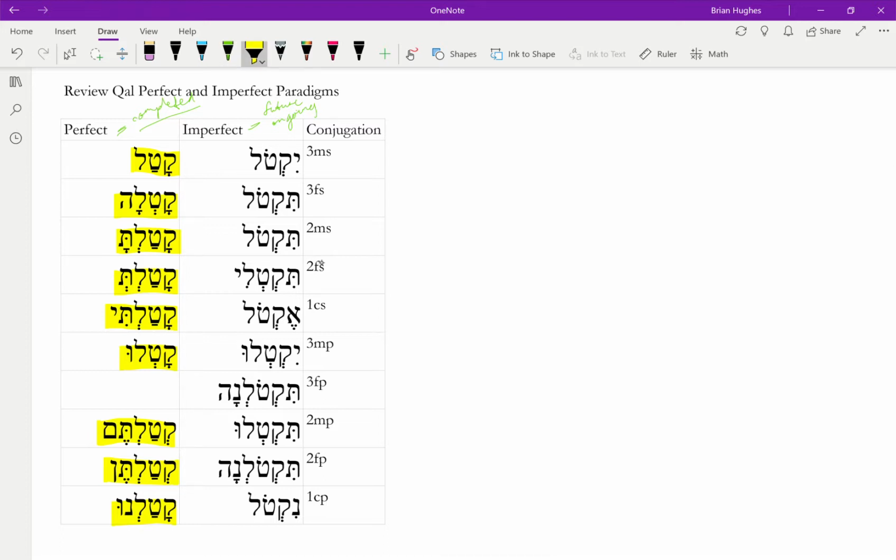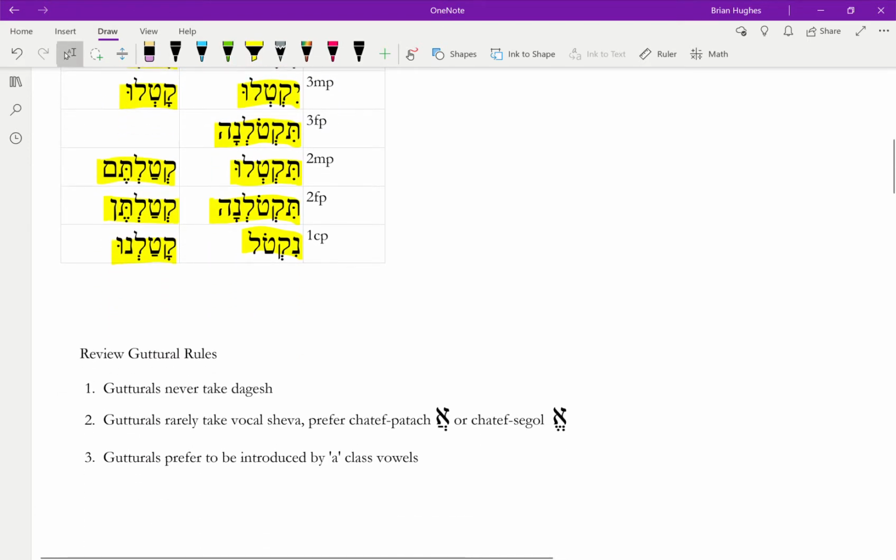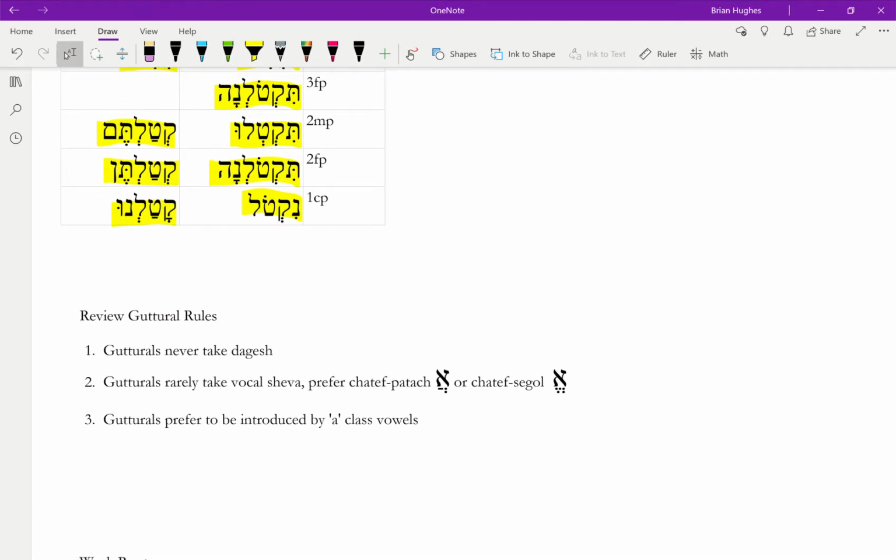So the qal imperfect paradigm here, we have yiqtol, tiqtol, tiqtol, tiqtli, eqtol, yiqtelu, tiqtolna, tiqtelu, tiqtolna, niqtol. All right. So again, y'all are doing a really good job as we put different root consonants into these different positions of spotting the different conjugations. So that's been good.